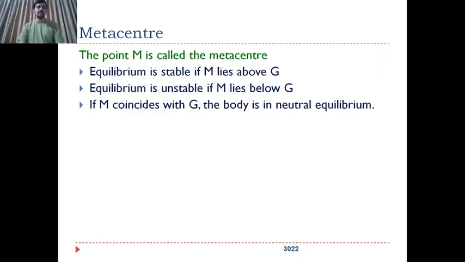So point M is called the metacenter, and similar to buoyancy, there are three equilibrium conditions: stable, unstable and neutral equilibrium. Equilibrium is stable if M lies above G. If the metacenter lies above G, the body is in stable equilibrium. If M is below G, obviously it is unstable. It cannot come back to the original position. If M coincides with G, the body is in neutral equilibrium. It will attain a new position when given a tilt.